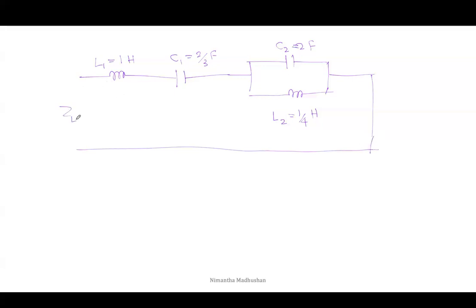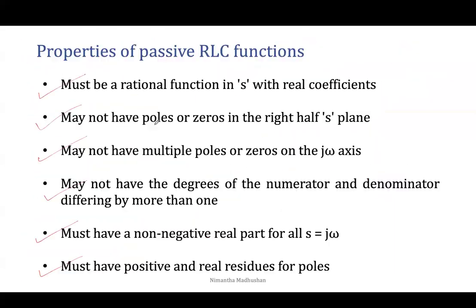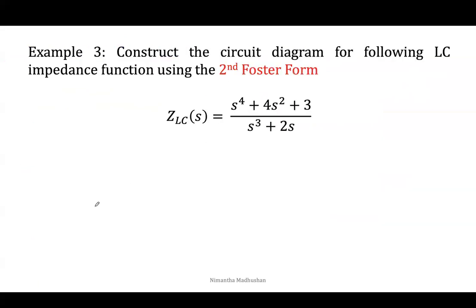We can obtain the total impedance from these 2 points. And the final circuit will be like this. It has 2 inductors and 2 capacitors. Then we have to do the second Foster form. For this one, we have to consider the admittance value. When I consider the admittance value, the function is like this: s to the power 3 plus 2s over s to the power 4 plus 4s squared plus 3.